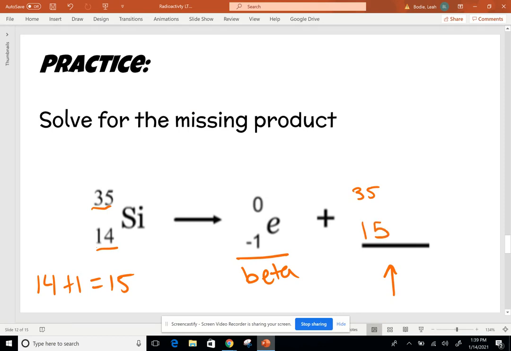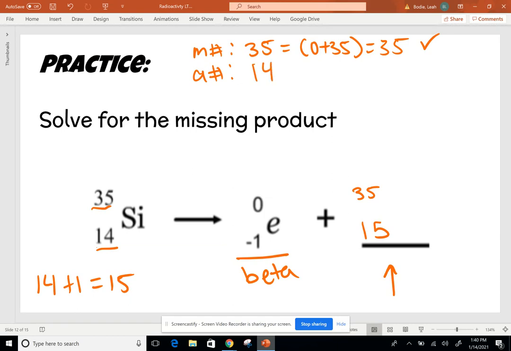All right. So before I go and find the element, I'm going to take a moment and just double check that my numbers are balanced. So my mass number, I had 35 on the left side of the arrow, and then I have 0 plus 35 on the right, which also equals 35, so perfect. Now let's check my atomic number. I have 14 on the left. On the right, I have -1 plus 15, or you can think 15 minus 1. Either way, that gets you 14, and that matches up. Oh, yes, there we go.